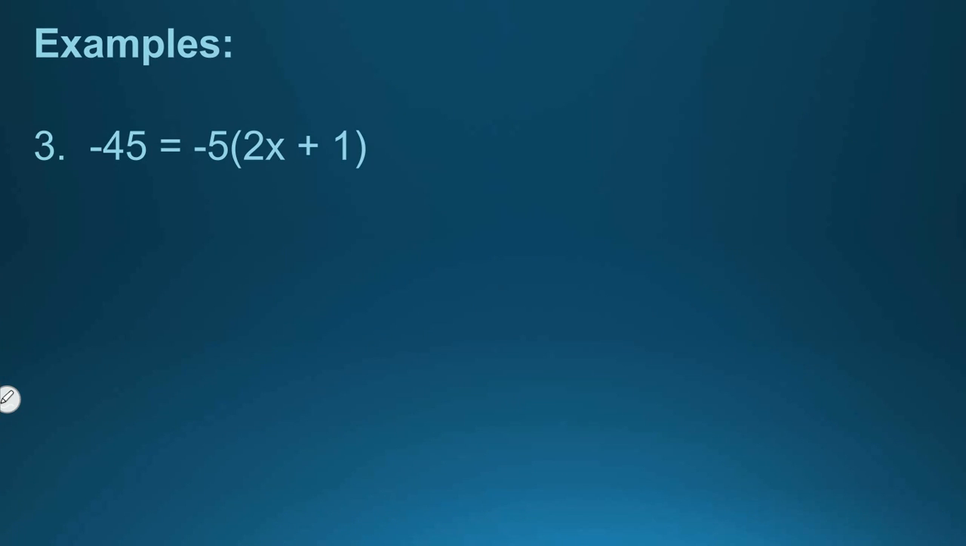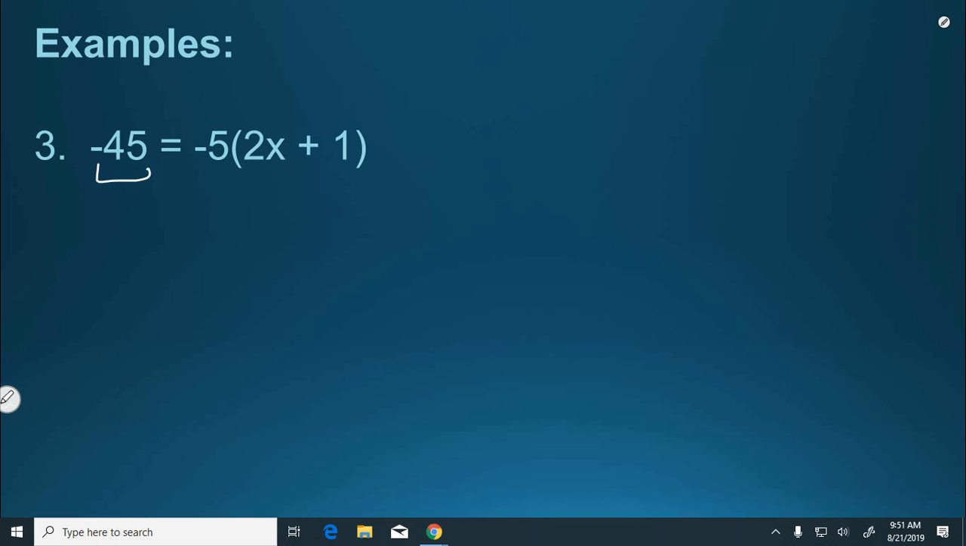Okay, so number 3, notice how now we have negative 45, what looks like the solution or the answer, on the left-hand side instead of the right-hand side. That is okay. We don't have to have it the other way or switched around. It can be set up either way, and you have to know how to deal with it either way. So let's use the trick we saw before.